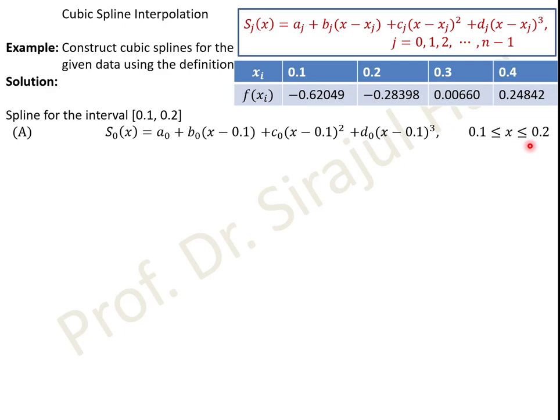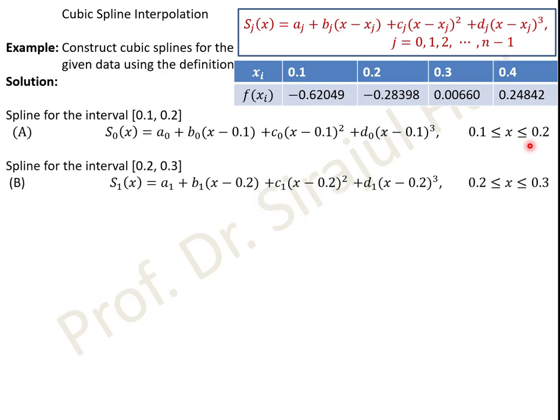The spline between 0.2 and 0.3 is given by this relation, and I denoted that by S1. So let's replace this j by 1. When j is equal to 1, you are having S1. This will be A1, this will be B1, this will be C1, this will be D1. And this point will become x1. The value of x1 is 0.2. So you can see I replaced xj by 0.2. This is the second spline.